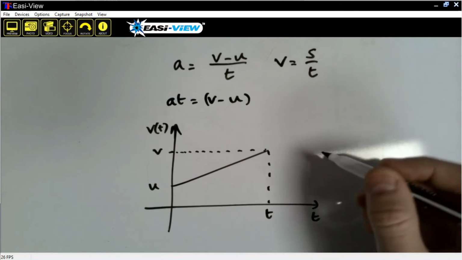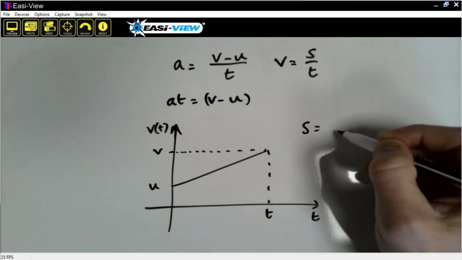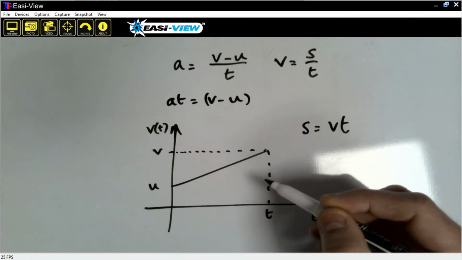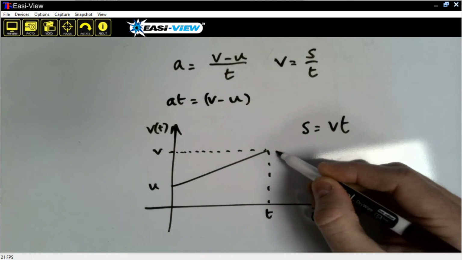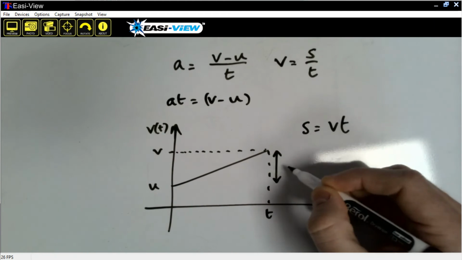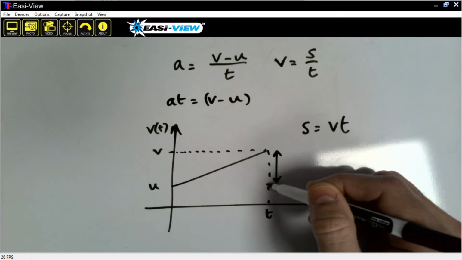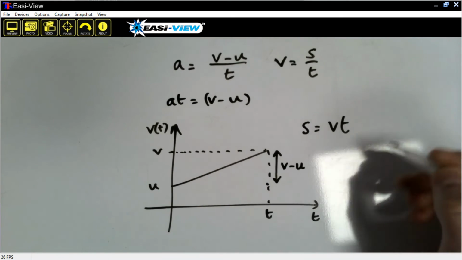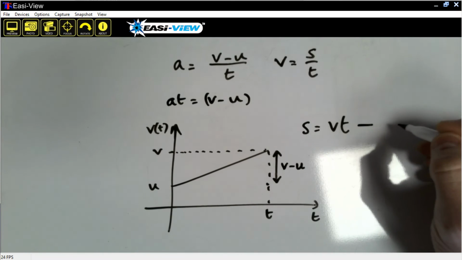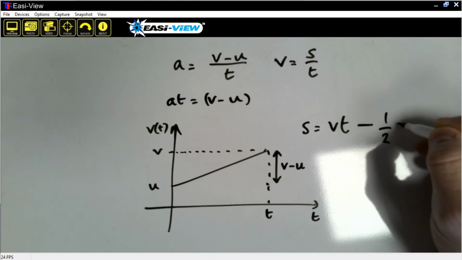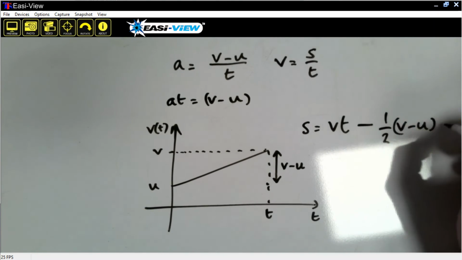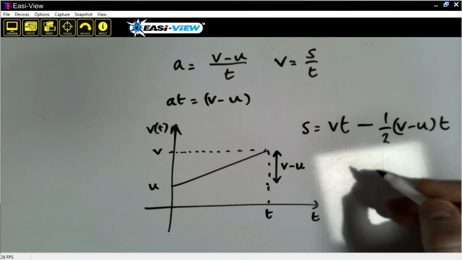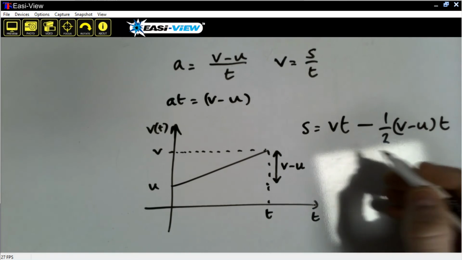So looking at this, we've got that s equals vt, so this larger rectangle, but then I've got slightly too much, and I need to take away this area. And this distance from v to u is v minus u. So I need to subtract that. So subtract a half, because it's a triangle, v minus u multiplied by t. And again, it's starting to look familiar if you've used this equation before. It looks a little bit familiar, but not quite right yet.